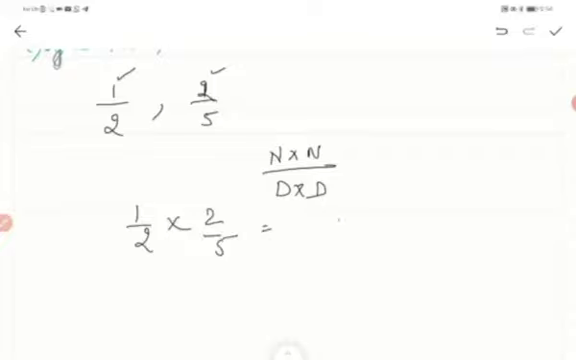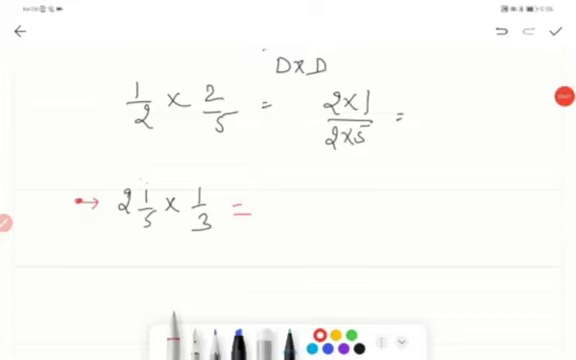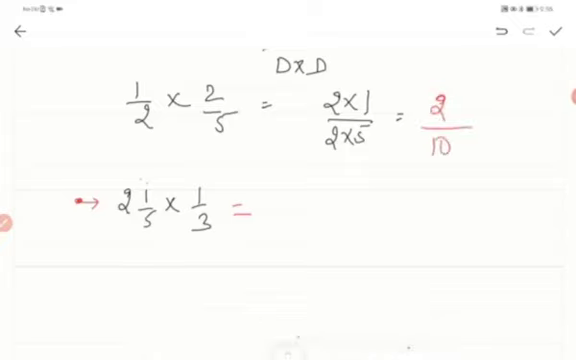So if you have 1 by 2 and 2 by 5, so two fractions are there. So you need to multiply these two fractions. It's very simple. Numerator multiplied by numerator divided by denominator multiplied by denominator. So 1 by 2 into 2 by 5 is nothing but 1 into 2 by 2 into 5, so this will be 2 by 10. Okay, so let's do one more problem.